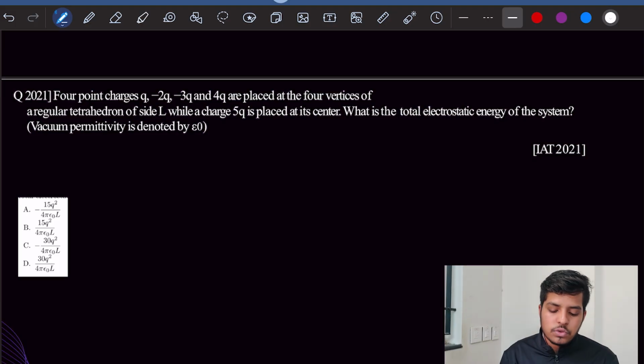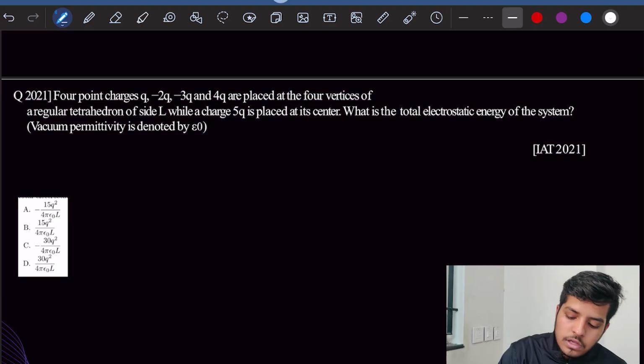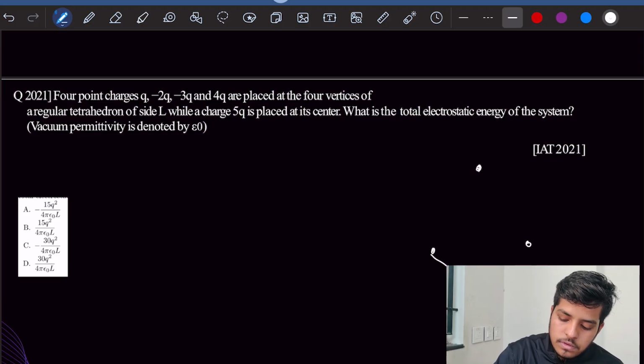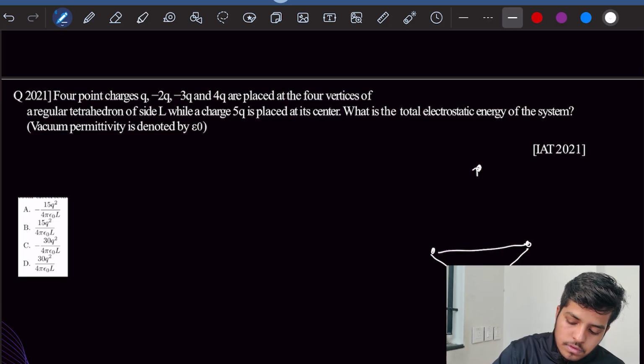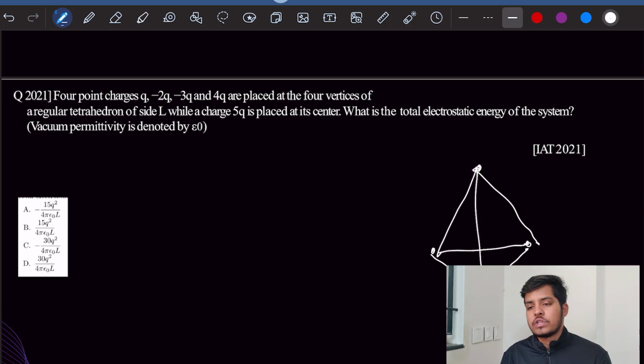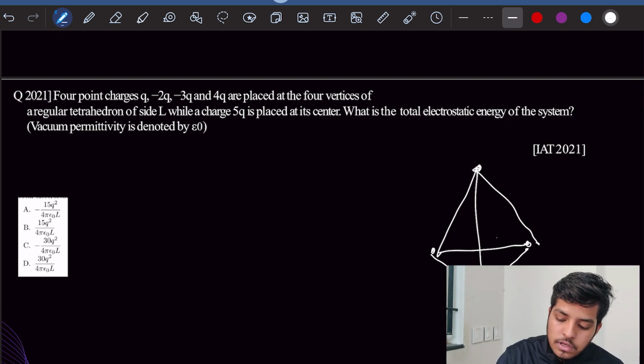4 point charges q, minus 2q, minus 3q and 4q are placed at the 4 vertices of a regular tetrahedron. Okay, so a regular tetrahedron is of this shape. And the most important part of this question is that the distance of the center from its vertices of a tetrahedron is L upon root 6. This is the most important thing of this question.